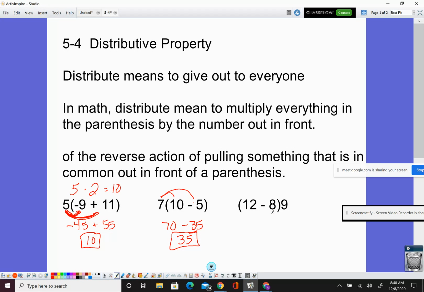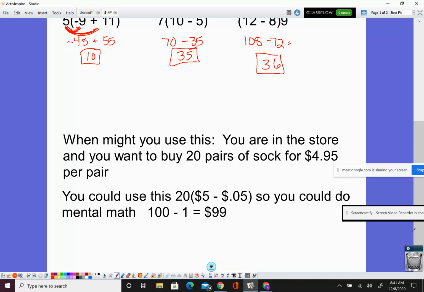And then the same thing here, even though the number is behind the parentheses, it's still right next to the parentheses. So it still needs multiplication. So 9 times 12, anyone know what 9 times 12 is? How about 108? 108 minus 72 is 36. If I were to take 12 minus 8, I would get 4. 4 times 9 is the 36. So each time, whether we do PEMDAS or we just do the distributive property and then add or subtract, we're getting the same value.